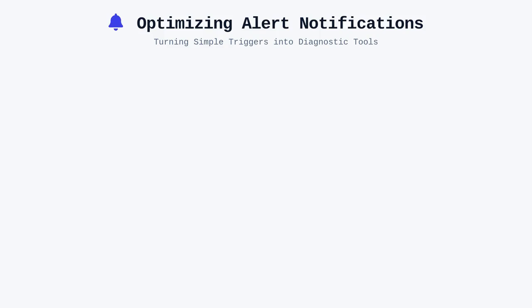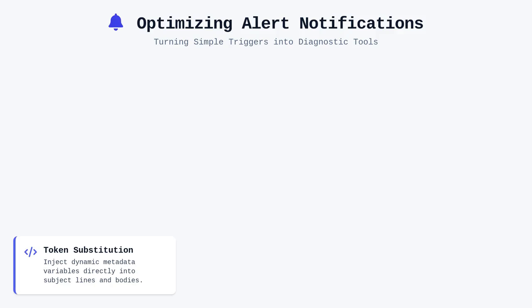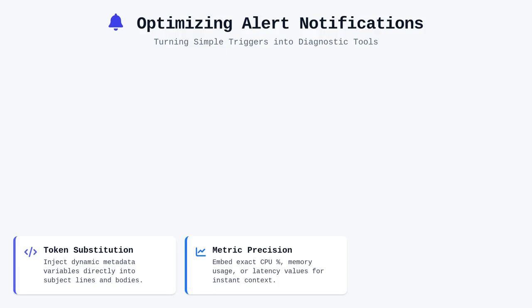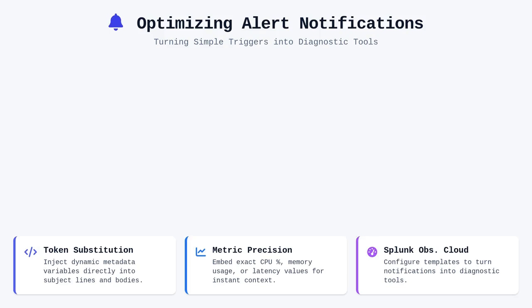A well-crafted alert notification should serve as a primary diagnostic tool rather than a simple trigger for investigation. When we configure notification templates in Splunk Observability Cloud, we have the ability to inject dynamic metadata variables that provide immediate visibility into the state of the system at the time of the violation. By utilizing token substitution syntax, you can embed specific metric values, such as the exact CPU percentage or memory utilization, directly into the subject lines and bodies of your alerts.